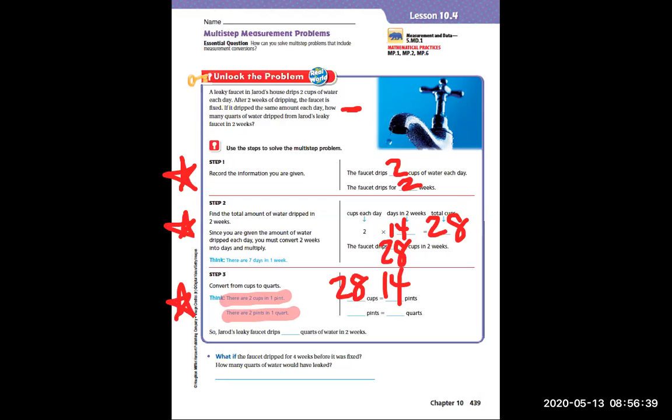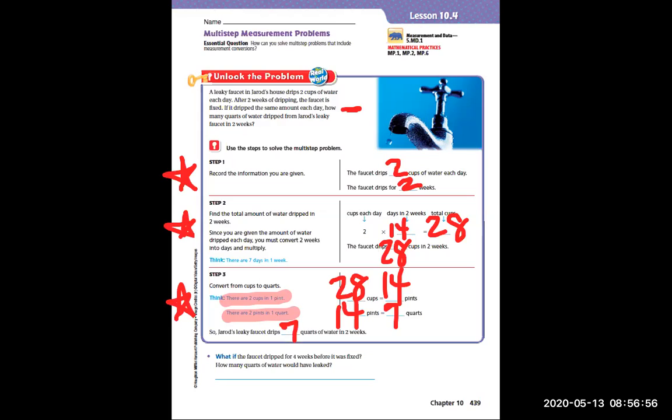And so those 14 pints, in order to turn them into quarts, we would need to divide them by 2 because there are 2 pints in 1 quart. That means there are 7 quarts. So totally, the leaky faucet dripped 7 quarts during the 2 weeks.